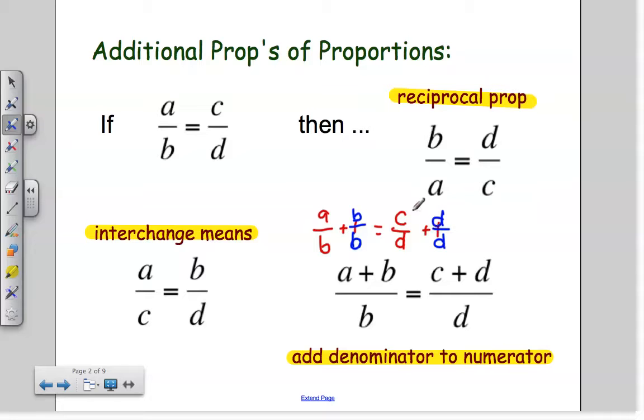So really, I'm still adding 1 on both sides, and now you know that if you have a similar or like denominator, you add the numerators, keep the denominator the same, so you get A plus B over just B, and C plus D over D. This works because you're just basically adding 1 to both sides and changing the way it's written. So anytime you have a proportion, you can add the denominator to the numerator on both sides, and it'll still be a true proportion. Okay, so 3 properties of proportions: reciprocal property, flip both fractions; interchange the means, which are the diagonal ones here; or add the denominator to the numerator.